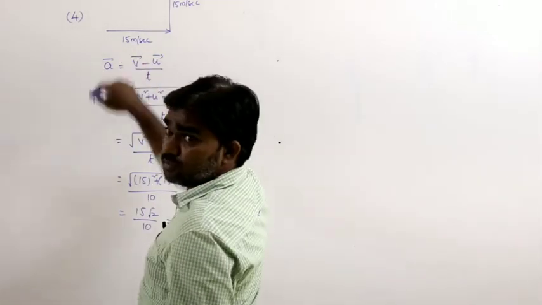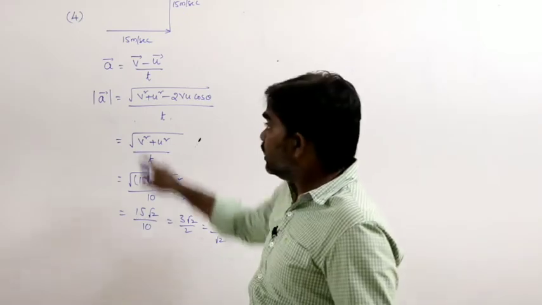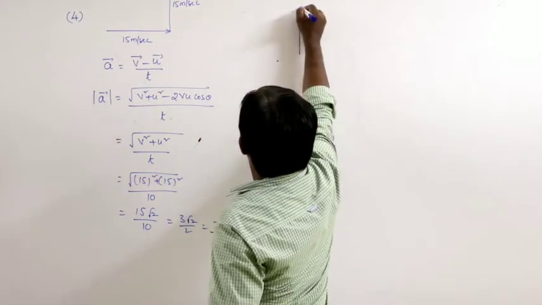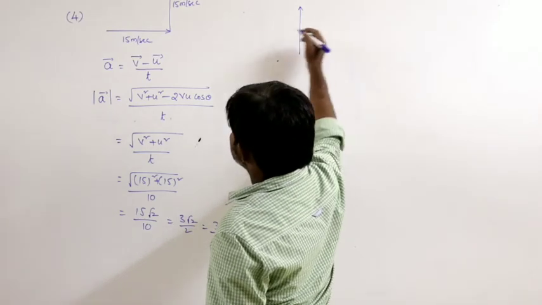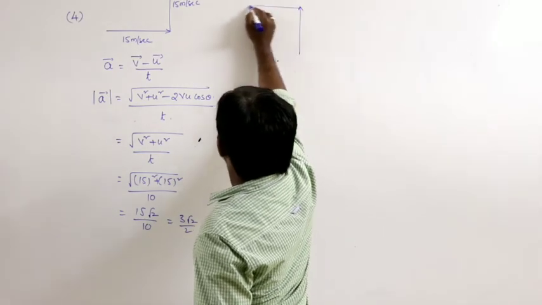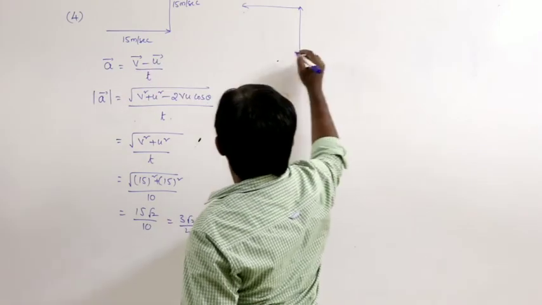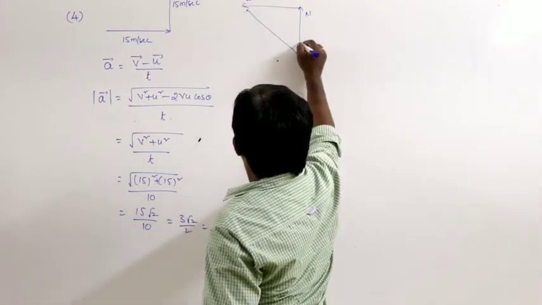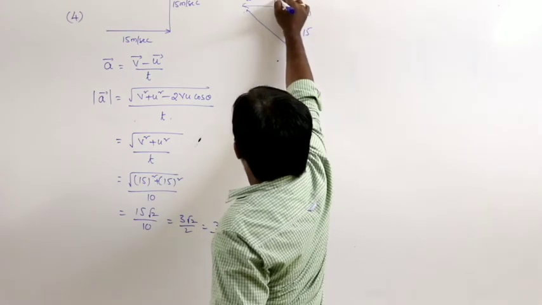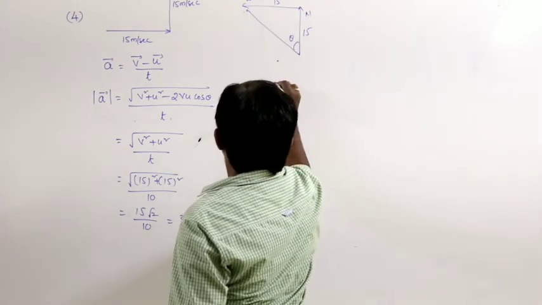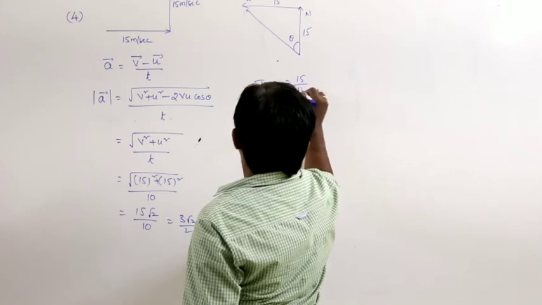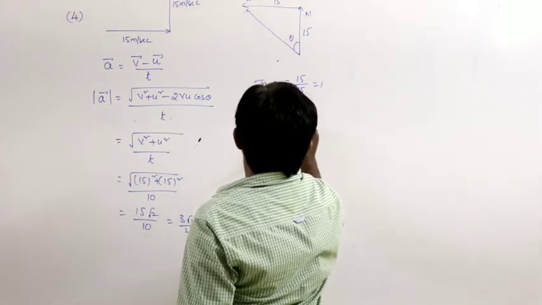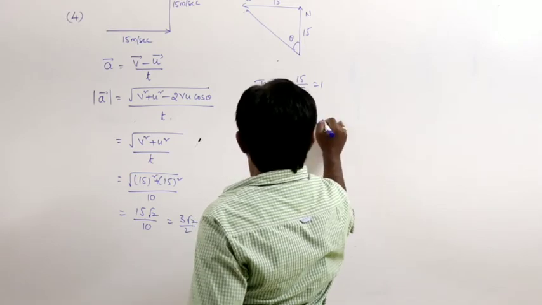According to this we must rewrite this diagram, that is v bar minus u bar. Finally the person is towards north and initially towards east, but minus, this is minus. So this is the direction: north, west, theta. This is 15 and this is 15. So tan theta equals 15 by 15, that is equal to 1. Theta equals 45. So simply it is north-west.